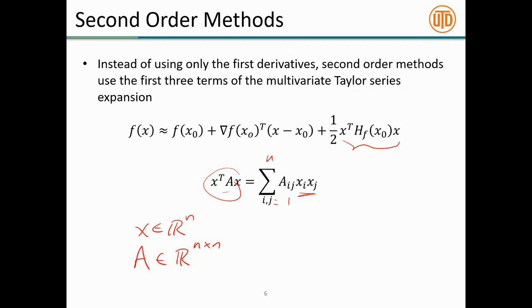So this is a quadratic form, right? It's a polynomial of degree 2, a sum of monomials, all of which are of degree 2 in each of the variables. So this is a quadratic form, right? We saw similar things when we were looking at quadratic programming problems.